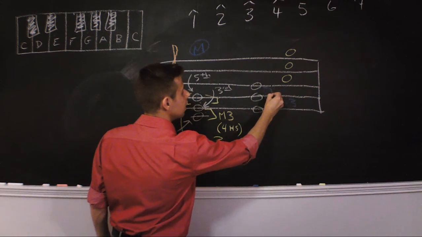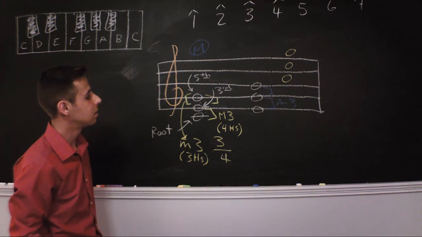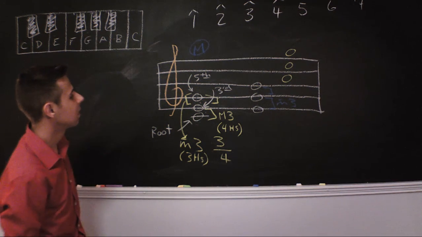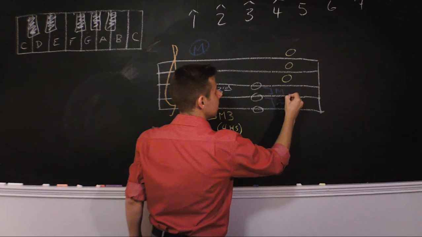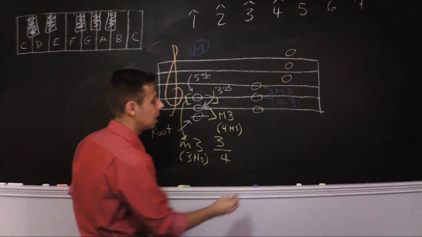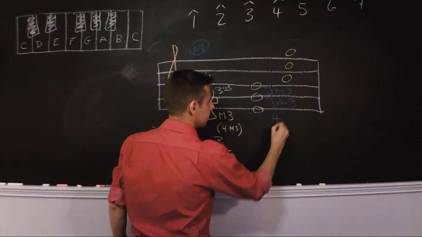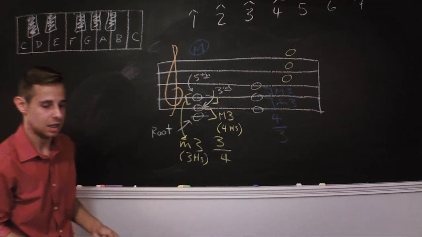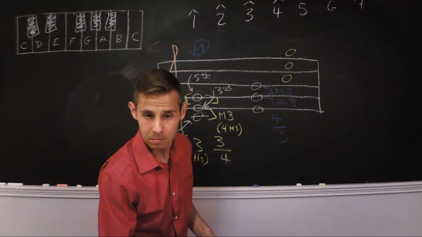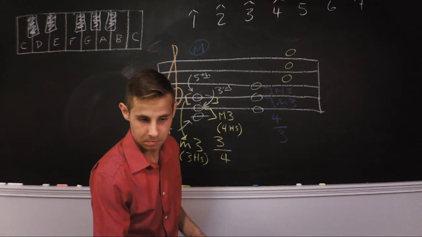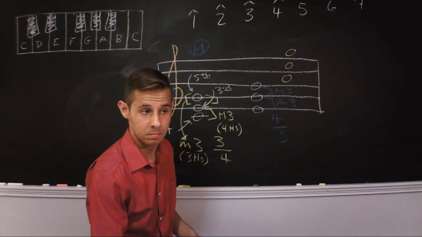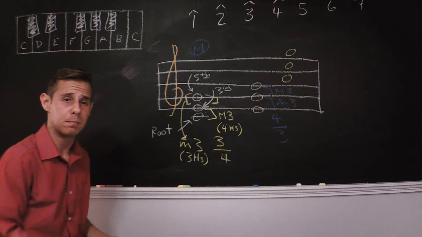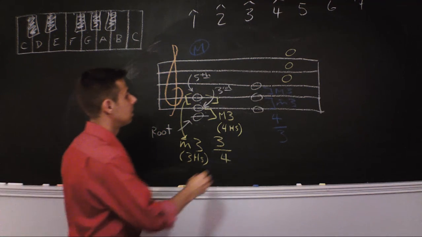And what about G to B? Well, G up to B, 0, 1, 2, 3, 4. That's a major third. Right, so now we have, for this chord, it's 4/3. It's flipped. So let's hear what that sounds like. That is a minor chord, as it turns out.